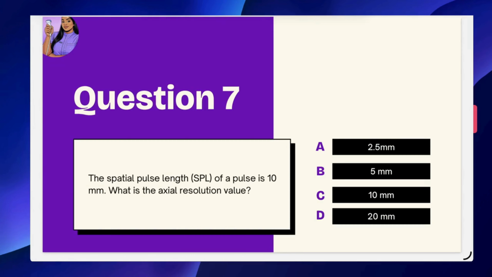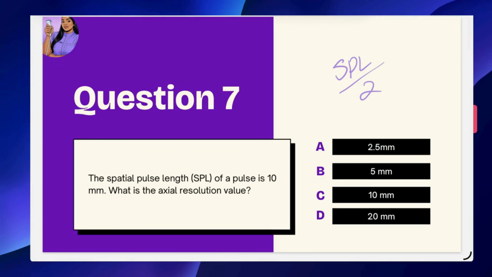Awesome job, yes. SPL divided by 2. All right, so that is correct, guys. We know that the formula for the axial resolution value is SPL divided by 2. So if you get the spatial pulse length, all you literally have to do is divide it by 2.